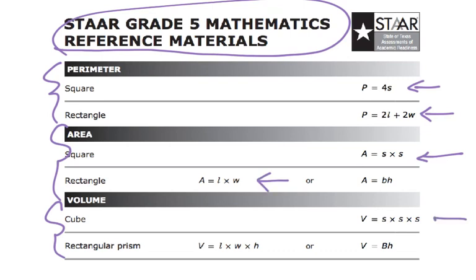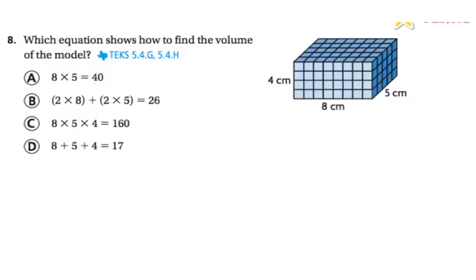The volume of a cube can be found by multiplying the side length times the side length times the side length. And then the volume of a rectangular prism can be found by multiplying the length times the width times the height. Let's look at our first problem.